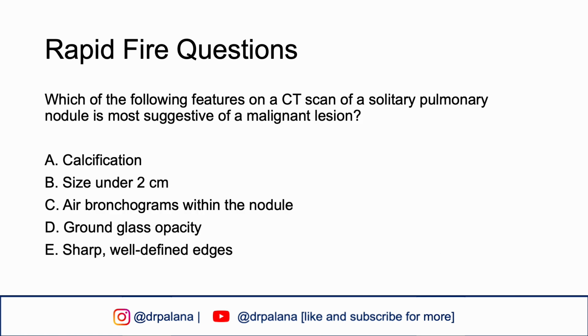Which of the following features on a CT scan of a solitary pulmonary nodule is most suggestive of a malignant lesion? Calcification, size under 2 centimeters, air bronchograms within the nodule, ground glass opacity, or sharp, well-defined edges? The answer is C, air bronchograms within the nodule. Malignant lesions are more likely to have features such as air bronchograms, irregular borders, and rapid growth. Calcification and small size are more suggestive of a benign process.